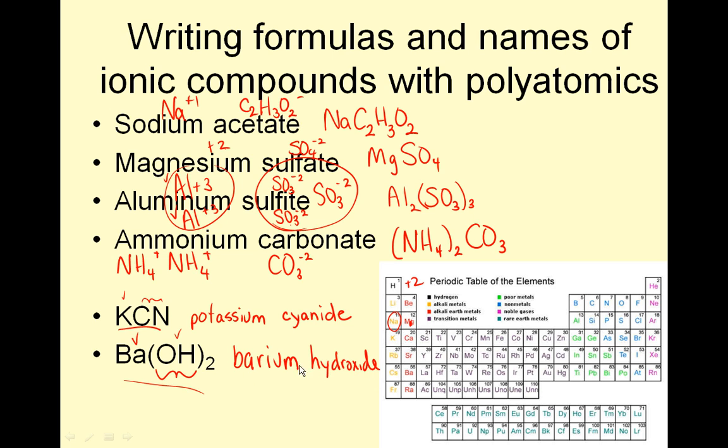Now you might be wondering, what about that 2? Don't you have to do something with it? The 2 is there because barium has a +2 charge and each hydroxide is a -1. So I need 2 of the hydroxides in the compound. So the compounds are put together to cancel charge. The names just tell you the cation and the anion. All right? So is there any exception to that?